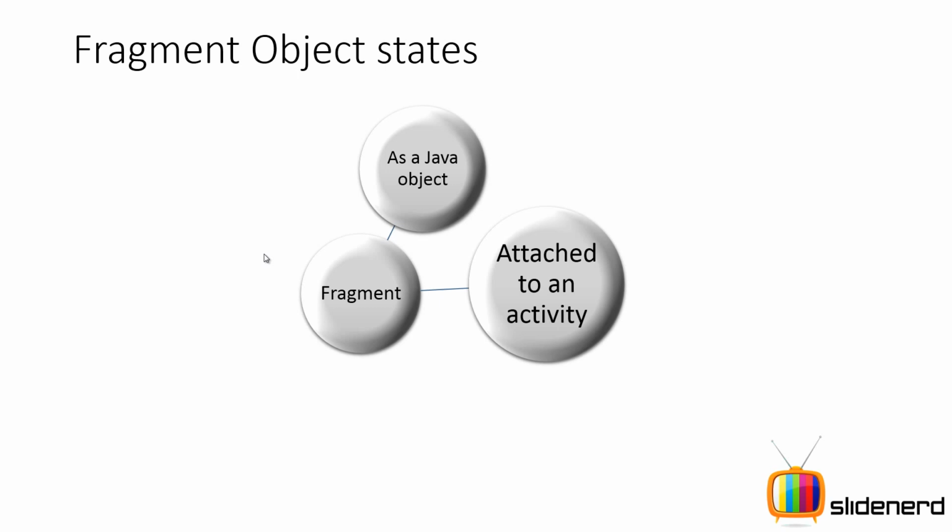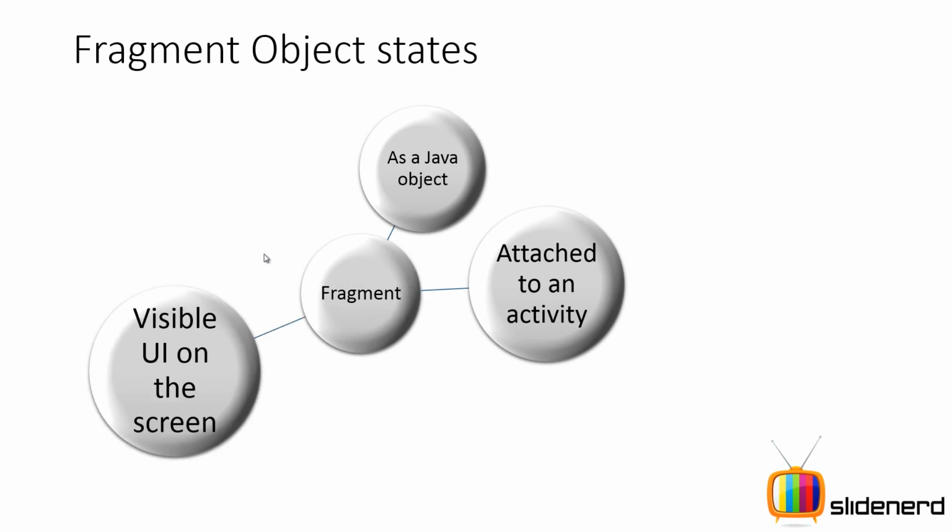So once you attach the fragment to an activity, then it exists as a Java object plus attached with an activity. Even at this point, the fragment may or may not be visible to the user. So the third state of the fragment is obviously when it is a Java object which is fully initialized, it is attached to an activity, and it is also visible to the user on the screen. So these are the three different states of the fragment. Obviously, we will talk about these states in greater detail as we go further in my videos and my playlist.